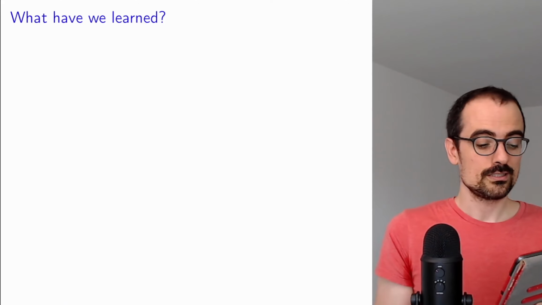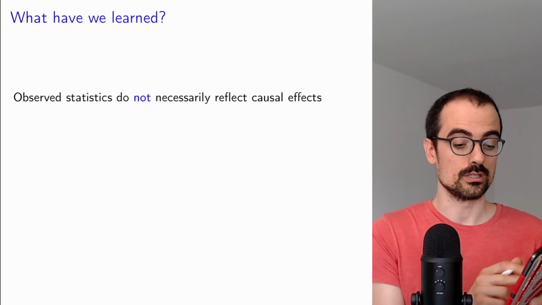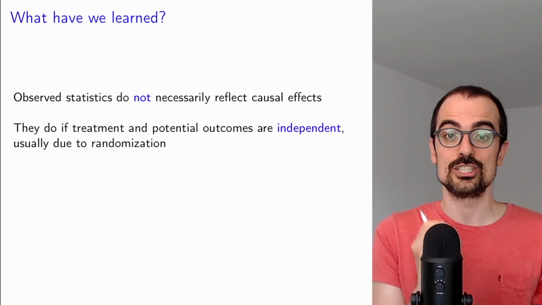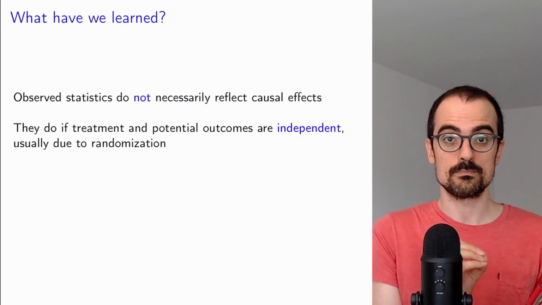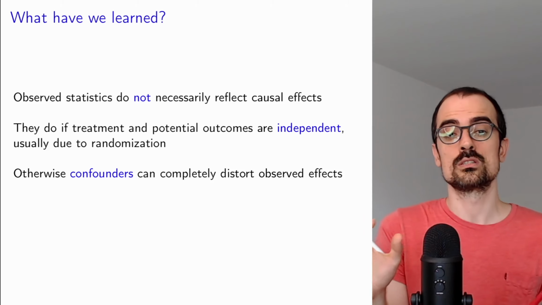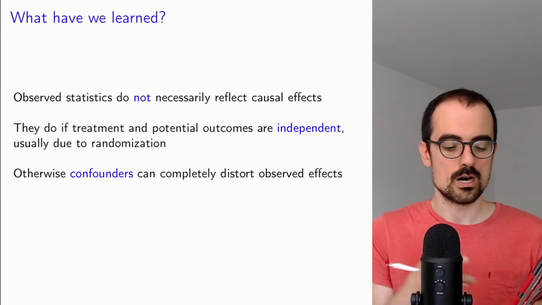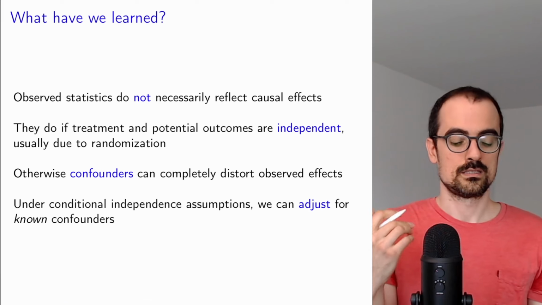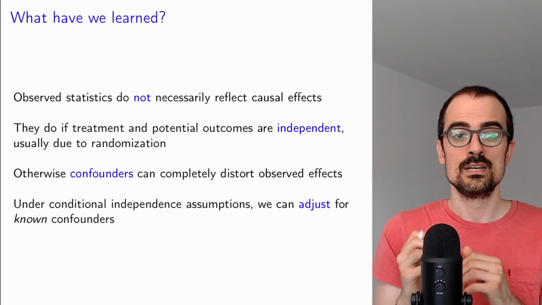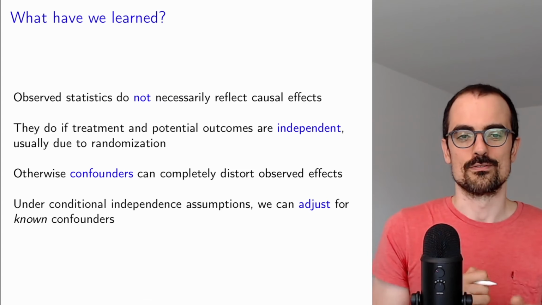Okay, so what have we learned? We have learned that observed statistics do not necessarily reflect causal effects. They do if the treatment and the potential outcomes are independent, which can be achieved by randomizing the treatment. Otherwise, confounders can completely distort observed effects in conditional probabilities, conditional averages, correlation, or linear models. And we can adjust for these confounders as long as they are known and as long as we assume that the treatment and the potential outcomes are conditionally independent given the confounders.